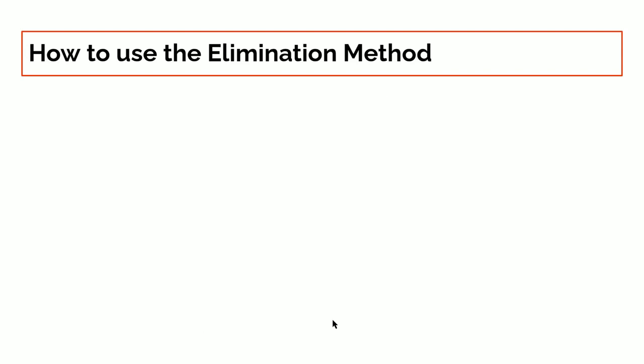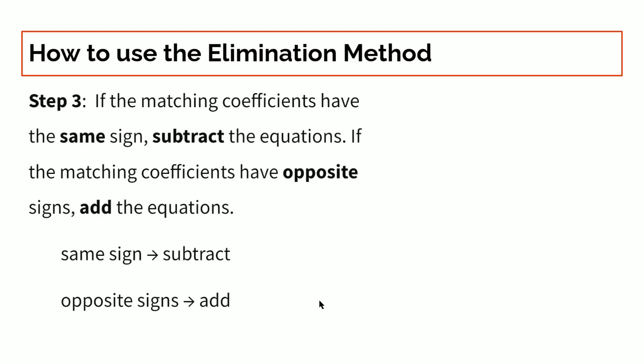Once you have a variable that has matching coefficients, now we look at the sign on those numbers. If the matching coefficients have the same sign, we're going to subtract the equations. If the matching coefficients have opposite signs, we're going to add the equations. The goal here is to eliminate the variable that has the matching coefficients. We want to get that variable out of our system.